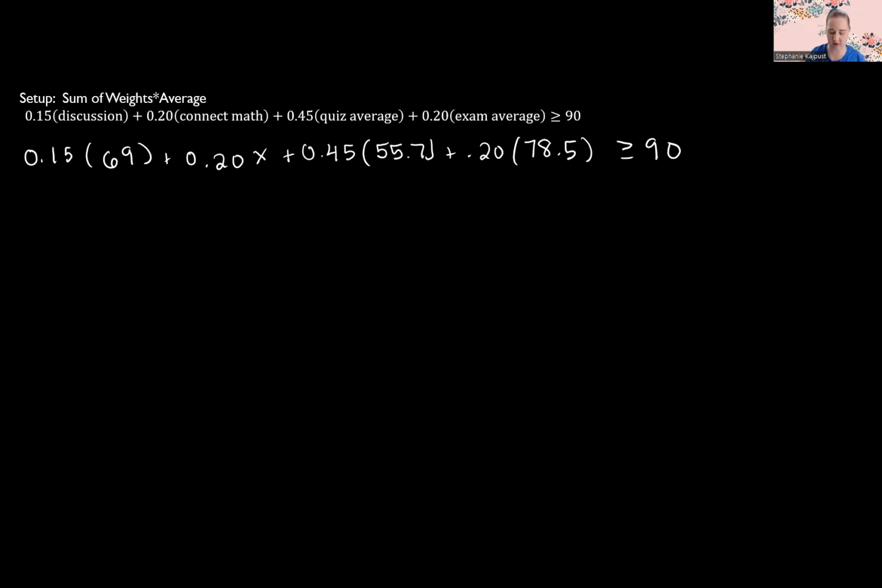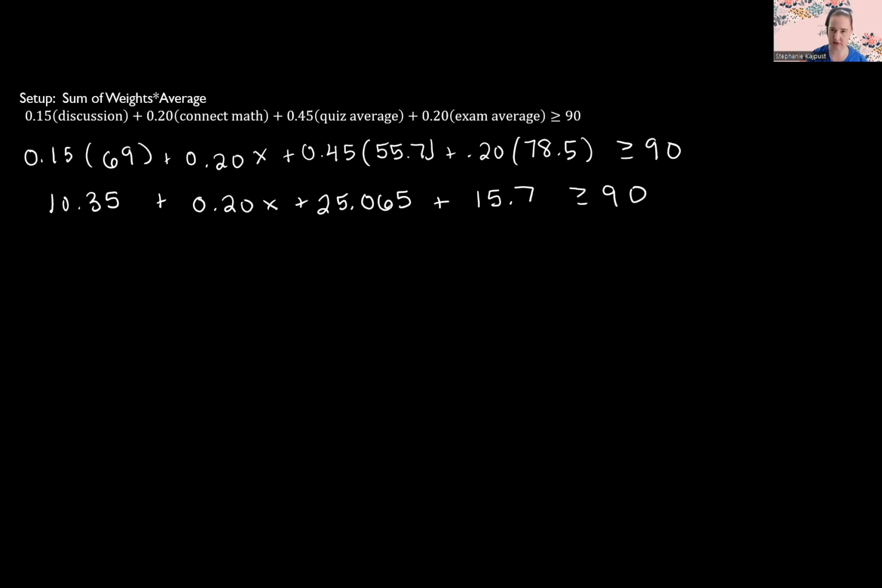So 0.15 times 69 is 10.35. That's 0.20x plus 0.45 times 55.7, which is 25.065, plus 0.2 times 78.5, which is 15.7, and greater than or equal to 90. So now we can add the like terms on the left.